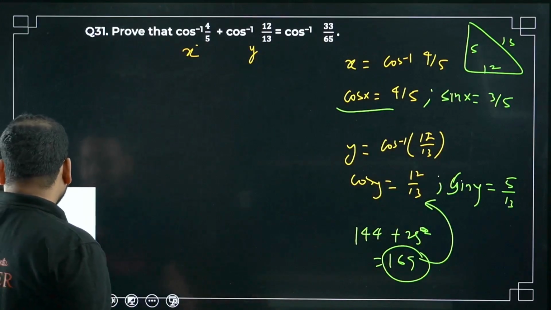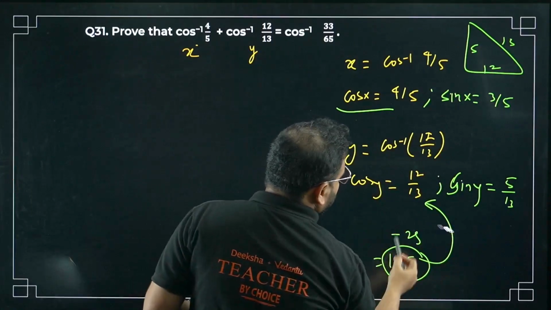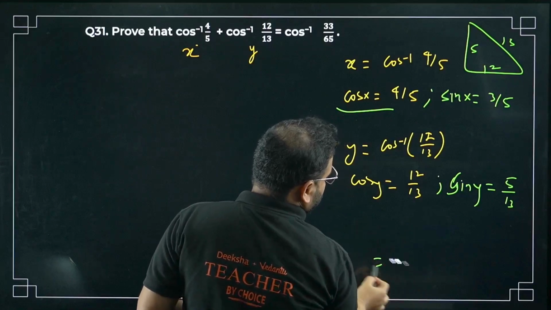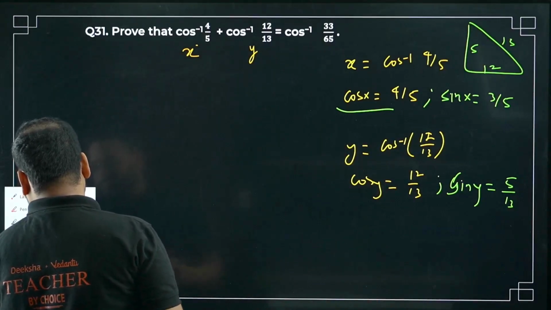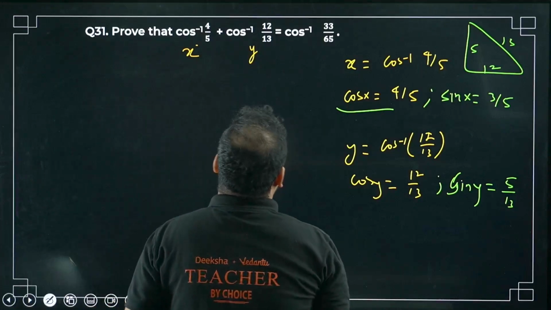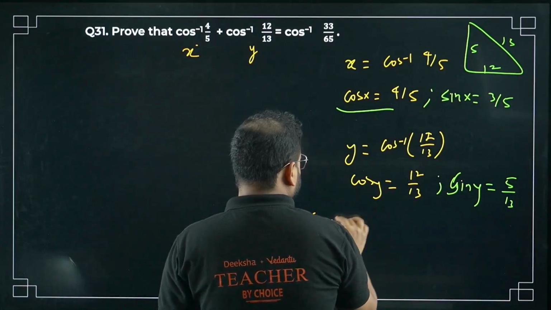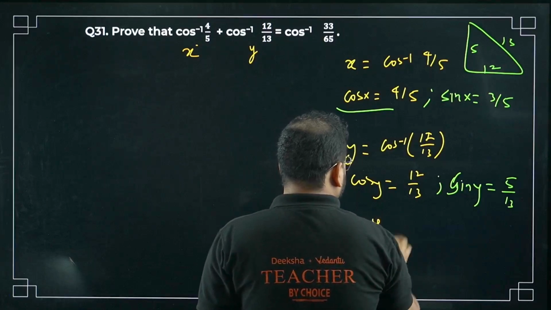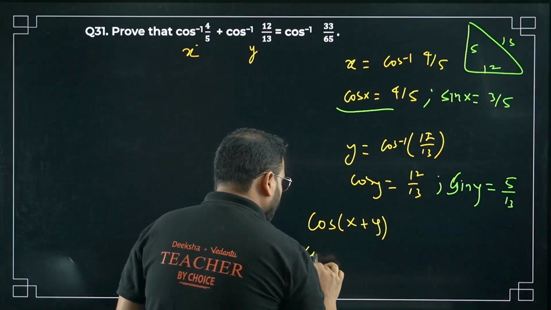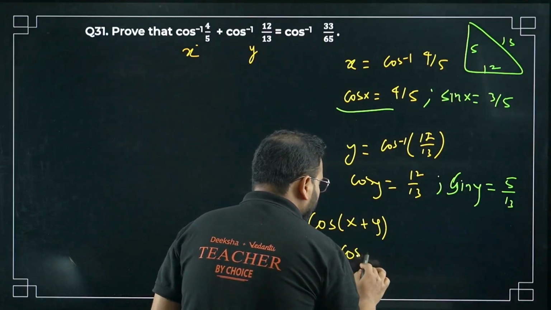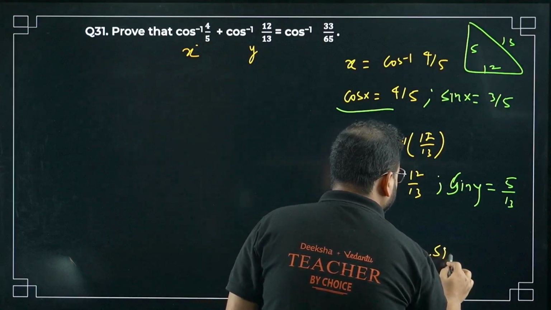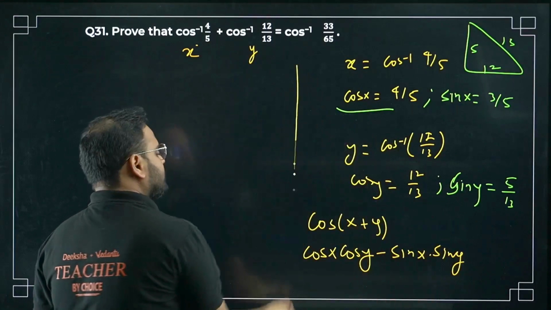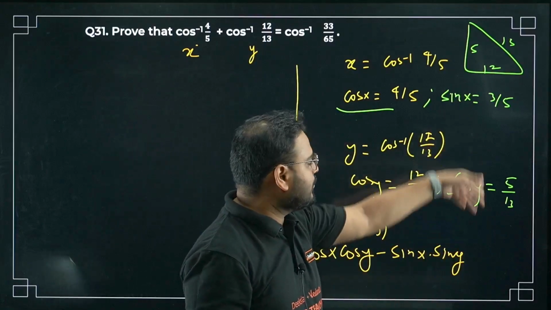Chaliye. Let's do one thing. Erase this from here and let's use the formula of a plus b. So let's use cos of a plus b, or x plus y. Cos of x plus y. What is the formula of this, bacha? Cos x cos y minus sin x sin y. Now you have all these values. Cos x cos y, sin x sin y we have now. Let's use it over here.